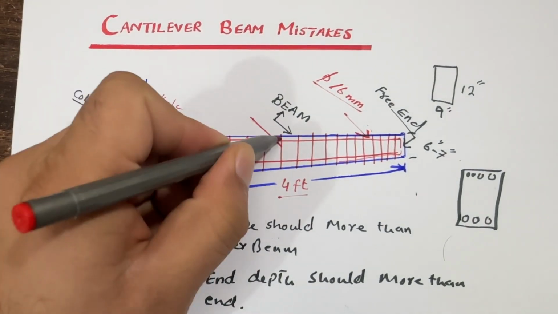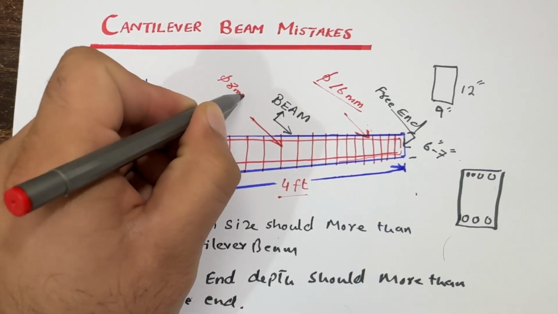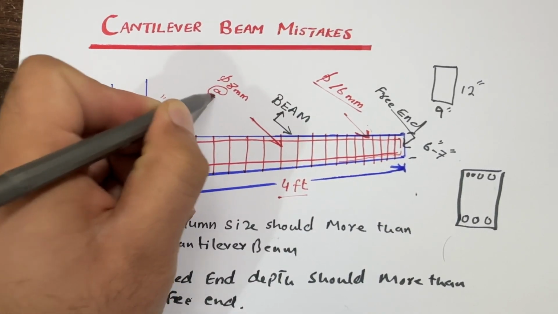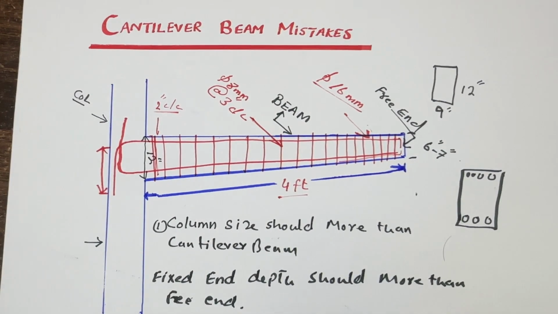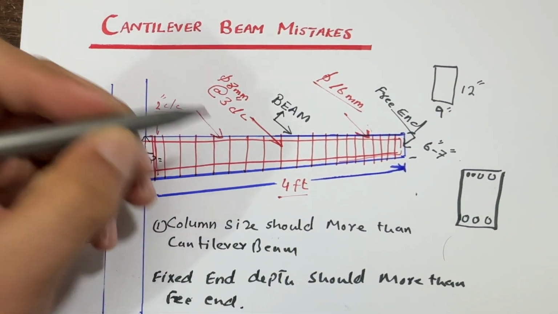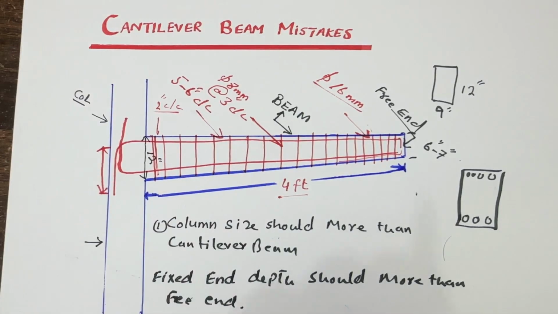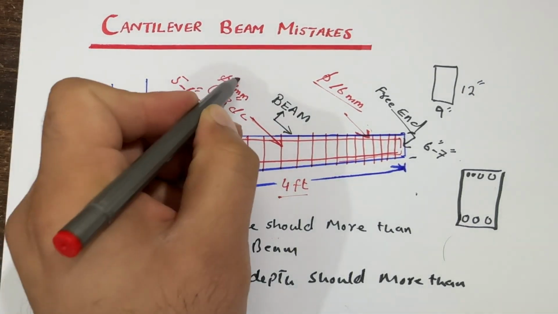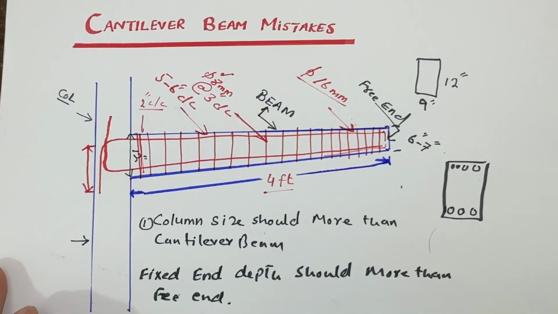The stirrups should be 8 millimeter minimum, with a spacing of 3 inches at the free end, center to center. After this, guys, when you are going to this side, you can increase up to 5-6 inches center to center. But don't use less than 8 millimeter, especially in a cantilever beam, as I discussed in many videos.